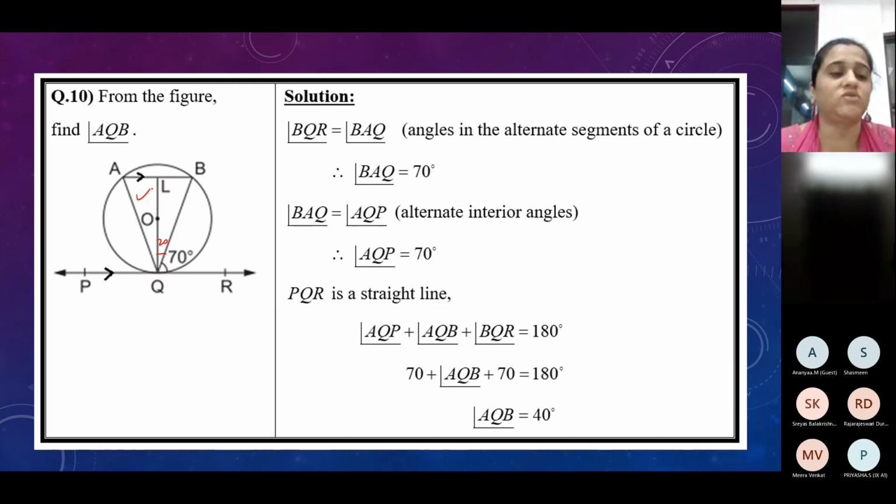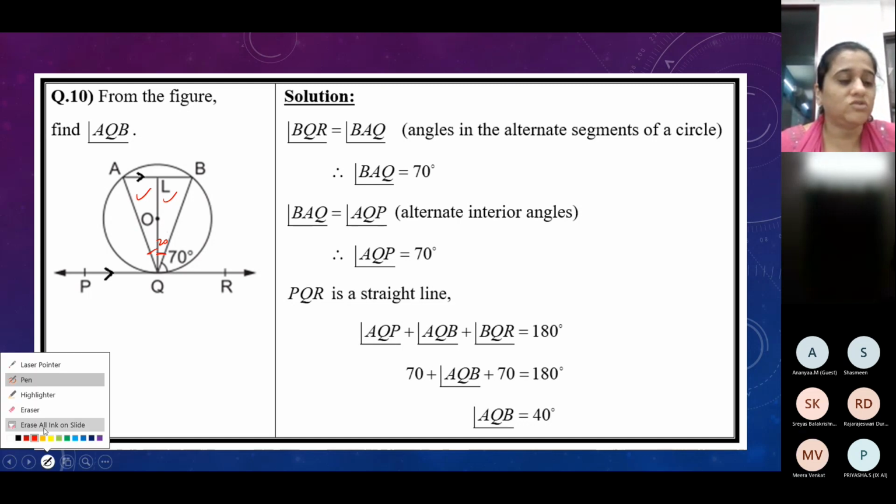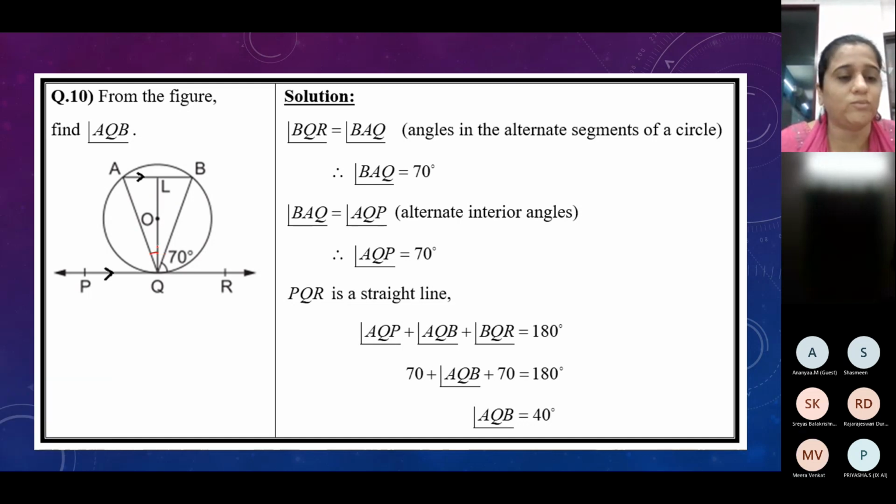Correct, but you should prove that these two triangles are congruent to each other. Okay, ma'am. For that, to say that if this is 20, this is also 20. Fine, but to say that these two angles are equal, you need to prove that these two triangles are congruent to each other. Okay, ma'am. Can we say that they are congruent to each other?